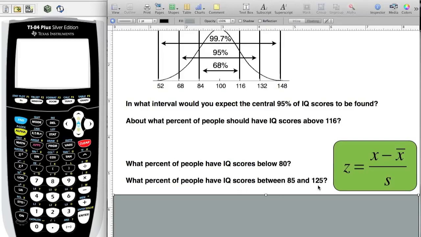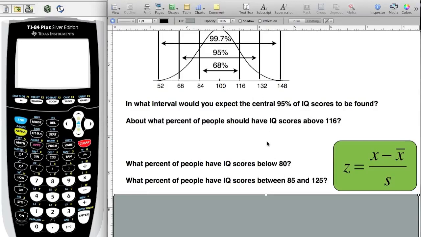Between 85 and 125. Well, if it was one of these numbers, I could just find it and add the percentages up in the middle. Unfortunately, 85 is now just slightly larger than that one, and 125 is right about in between here. And do not ever think, oh, look, it's halfway, I'm just going to divide by 2. There's way more area on this side than on this side, so it is not like a square or rectangle. You can't do that.